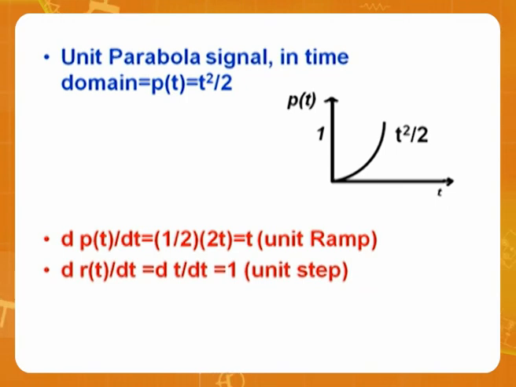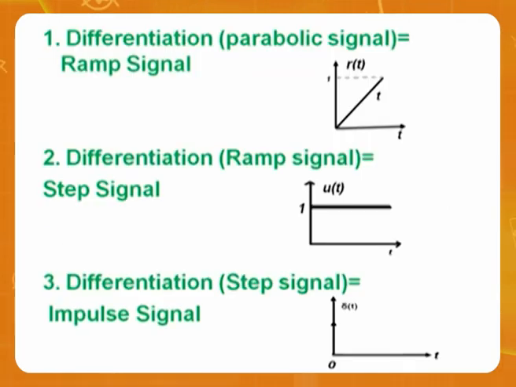So this is how the mathematical relation works. Differentiation of parabola is ramp. Differentiation of ramp is a step. Differentiation of step is an impulse. This is a ramp; if I differentiate t, it becomes 1. If I differentiate here, it becomes impulse. So if you remember these three, most of our problems are solved. As I said, let us understand standard inputs, then convert them into any waveform that is required.